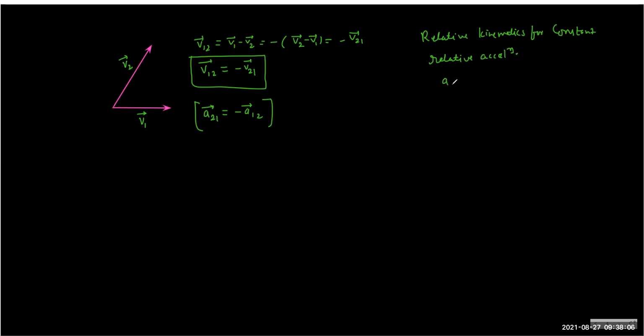which means a2 minus a1, or a1 minus a2, or a12, or a21, or a1 and a2 are constant. You can use whichever way you want. If a1 and a2 are constant independently, it means the difference is always constant, right? If a1 is constant and a2 is constant, the relative will also be constant, not a big deal. In such a case, how do we write?